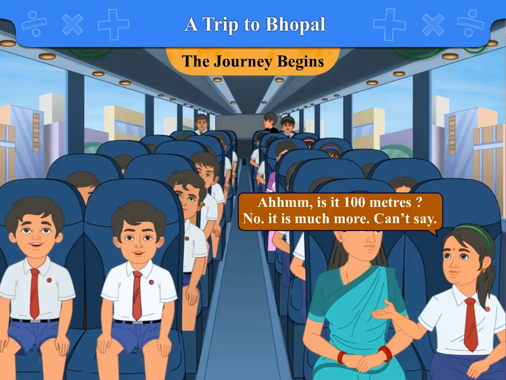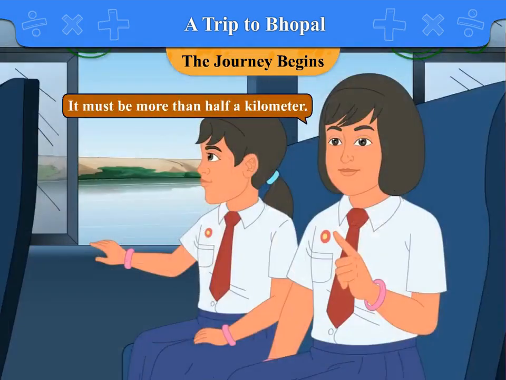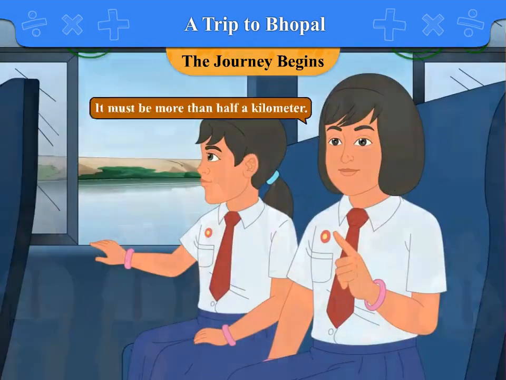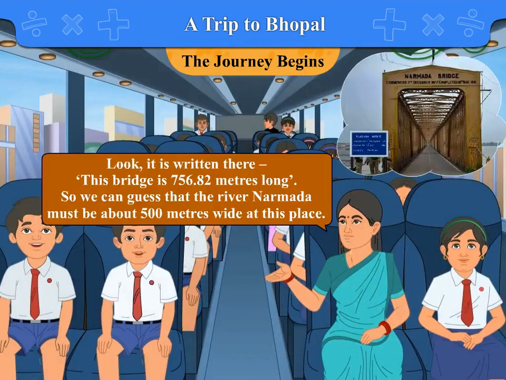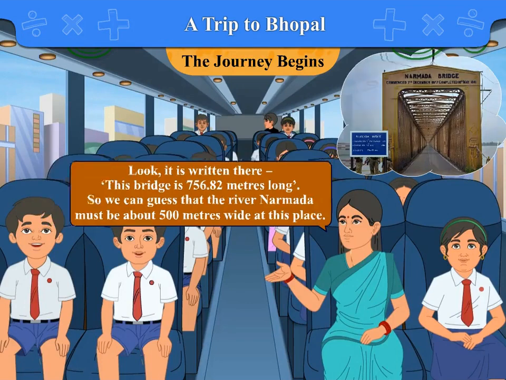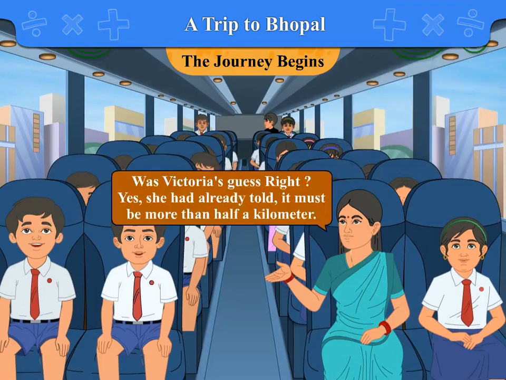"No, it is much more. Can't say." Victoria says, "It must be more than half a kilometer." Miss Asha says, "Look, it is written there. The bridge is 756.82 meters long. So, we can guess that the river Narmada must be about 500 meters wide at this place." Was Victoria's guess right? Yes, she had already said it must be more than half a kilometer.